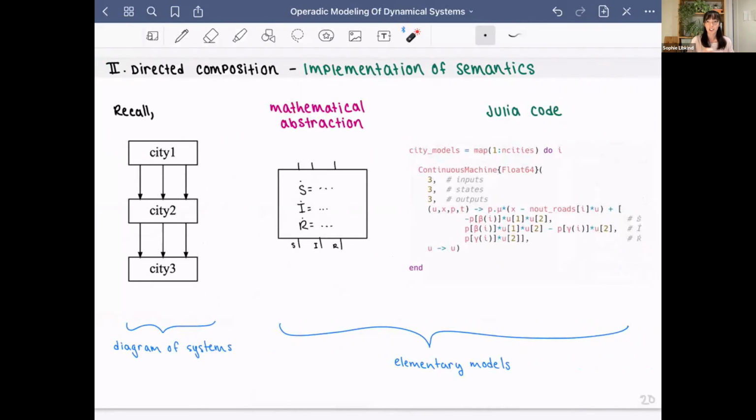And for the implementation of the semantics, again, we have our diagram of systems. And in the mathematics, we need to define what are the elementary models that can fill these boxes. And in algebraic dynamics, in the Julia code, we have continuous machines, which are now the struct that represents the elementary models. And to produce a continuous machine, we need a set of inputs, a set of states, a set of outputs, some dynamics, and a readout map.